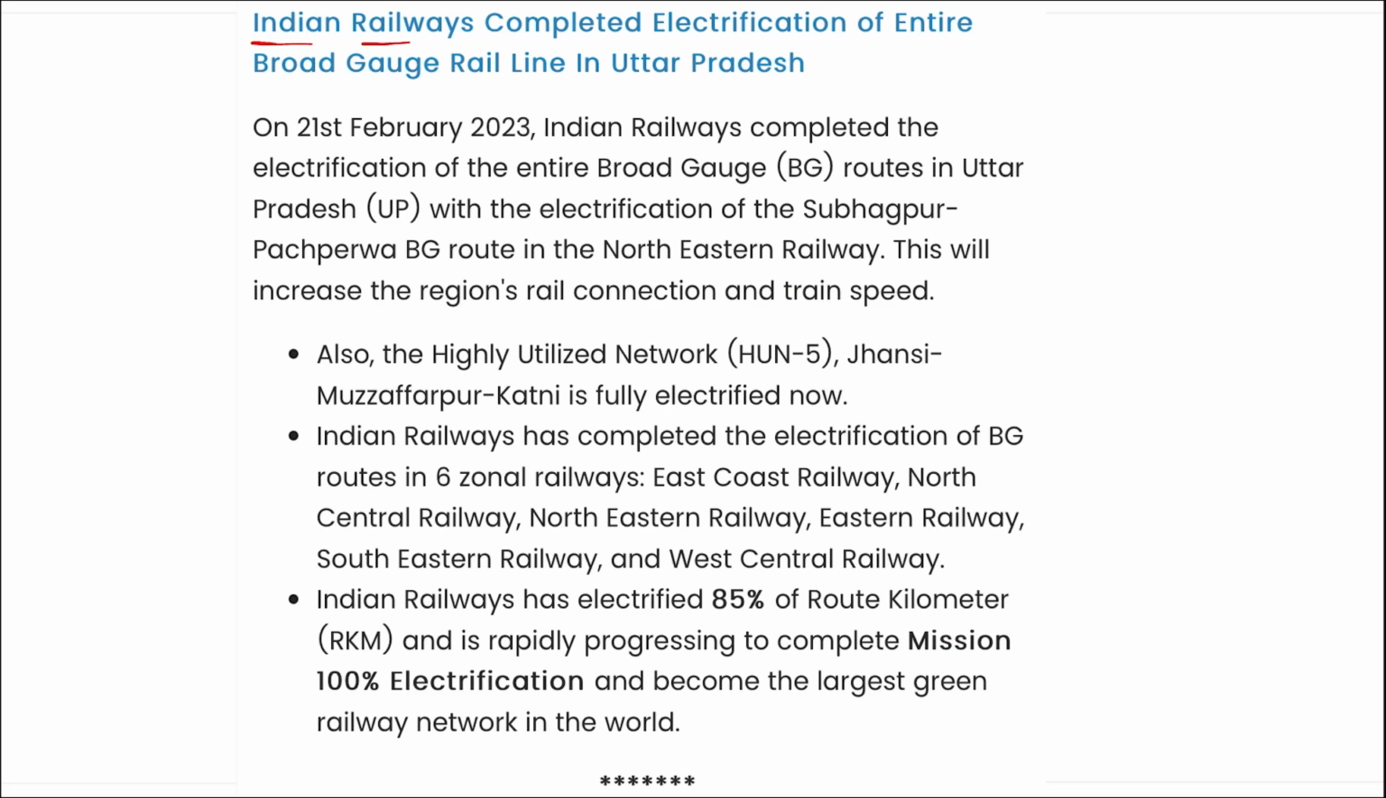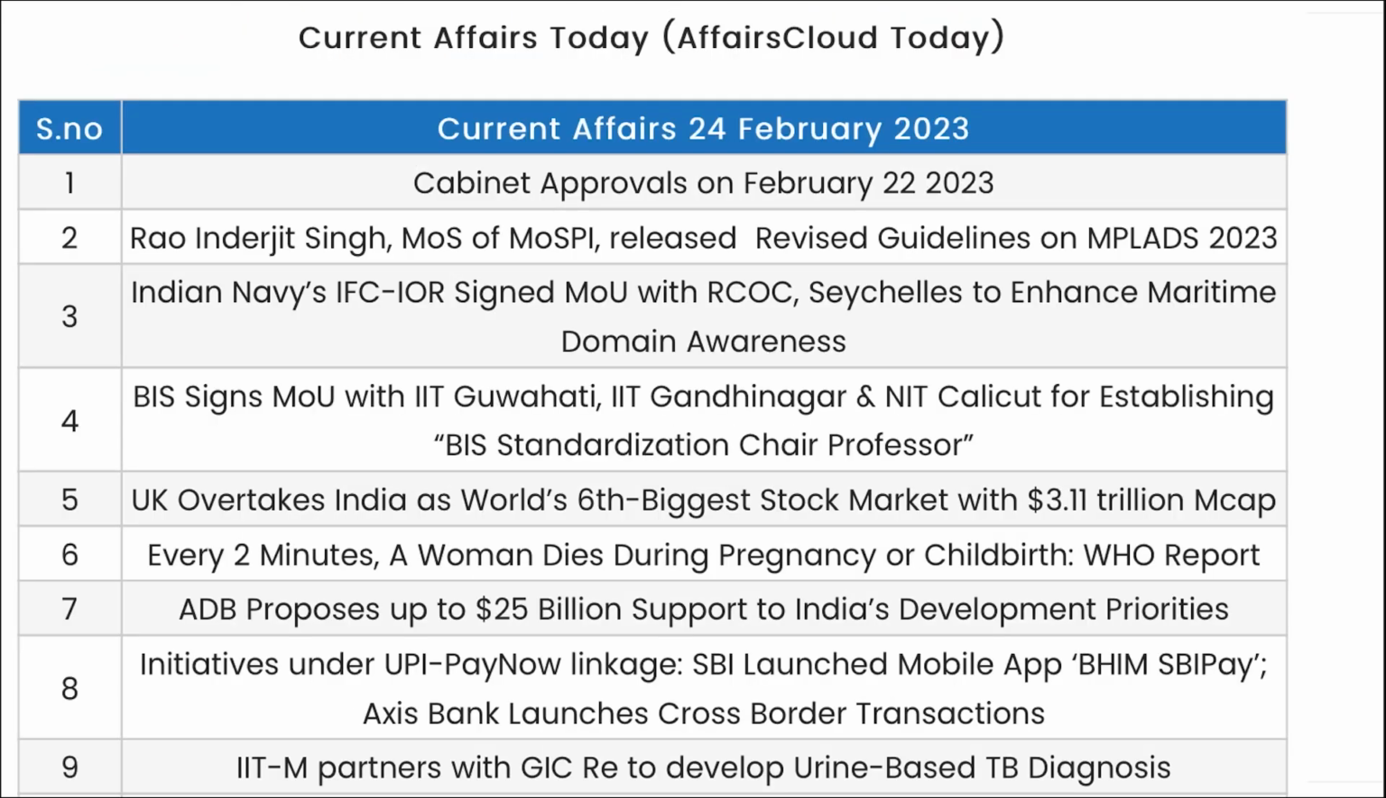Next is Indian Railways completed electrification of entire broad gauge rail line in Uttar Pradesh. Important news, friends, take a note that Indian Railways has completed the electrification of entire broad gauge rail line. In which state? It will be in Uttar Pradesh. Direct question here you have to remember from this. Alright, so these were your important current affairs, friends. Now let's go for a quick revision.